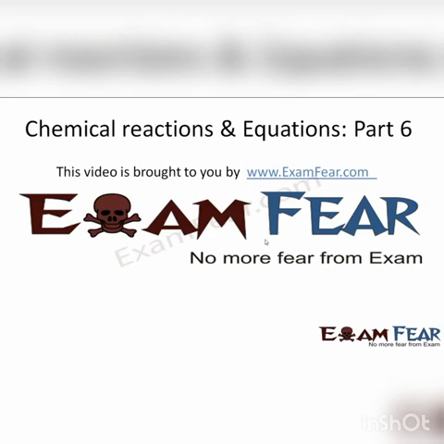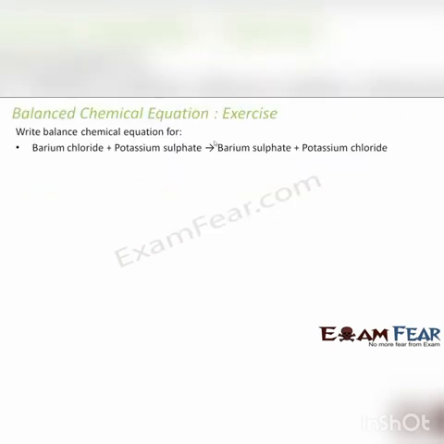Before watching this video, please make sure that you have watched part 1 to part 5. We'll take one more example. Barium chloride plus potassium sulfate is equal to barium sulfate plus potassium chloride. So we have barium chloride plus potassium sulfate that gives potassium chloride plus barium sulfate. This is my formula. I have to balance this now.